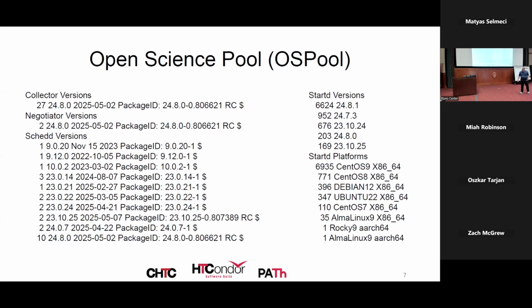And then the OS pool. The OS pool you can see is running primarily 24.8. They run glide-ins, and so last week we had 6,000 pilots running the 24.8.1 release candidate, and we're still retiring 24.7. So pilots will run for a while, and then they retire, and then a new one's instantiated.